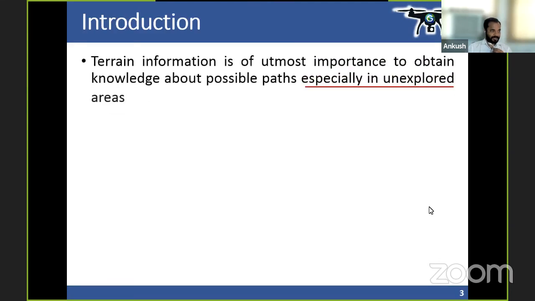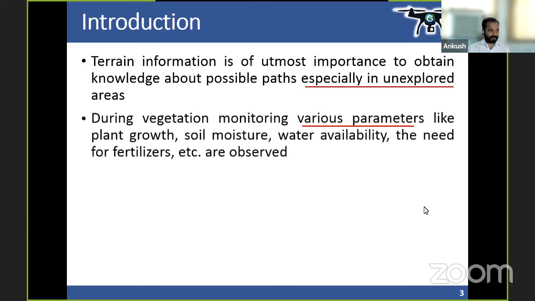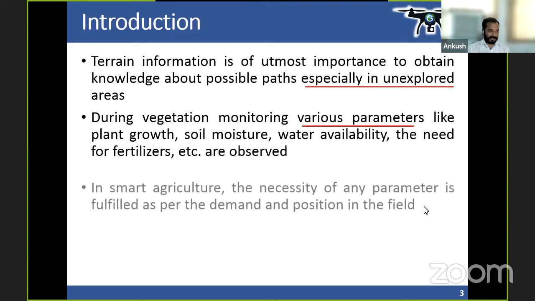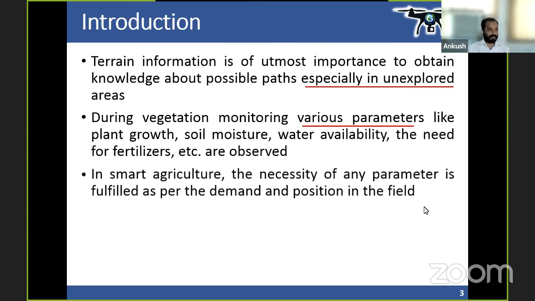Terrain information is of utmost importance to obtain knowledge about the possible path, especially in unexplored areas. During vegetation monitoring, as we know, various parameters like plant growth, soil moisture, and others are observed time by time. And in smart agriculture, the necessity of any parameter is fulfilled as per the demand and position in the field.